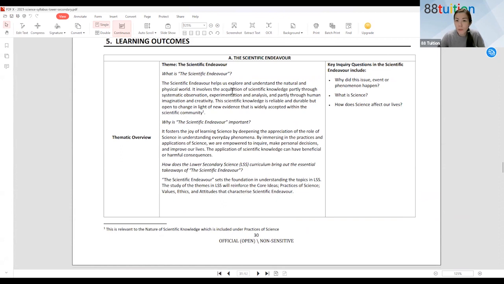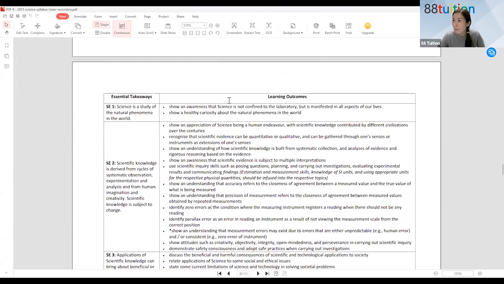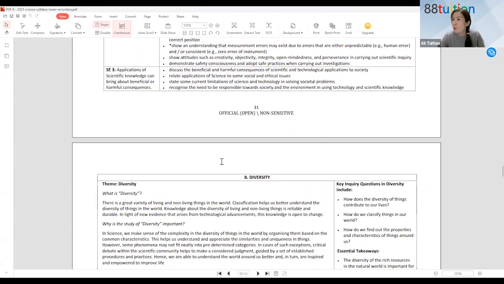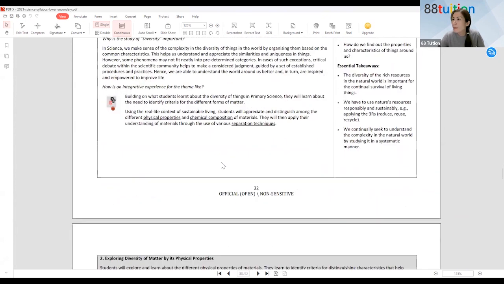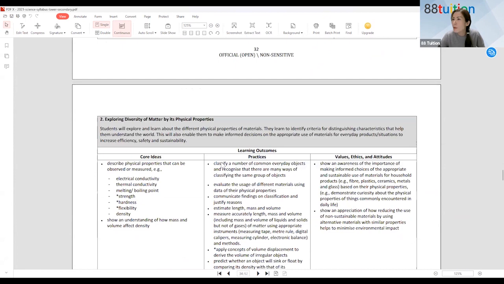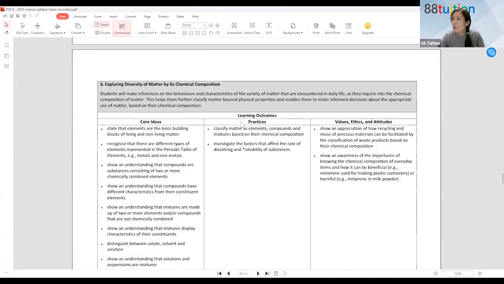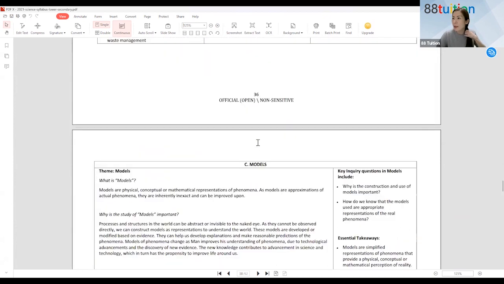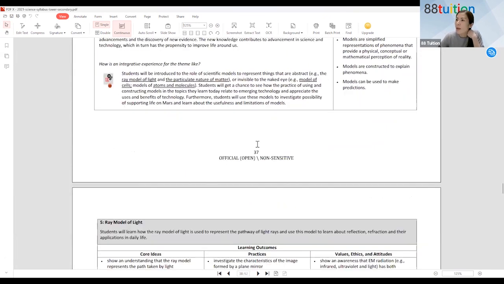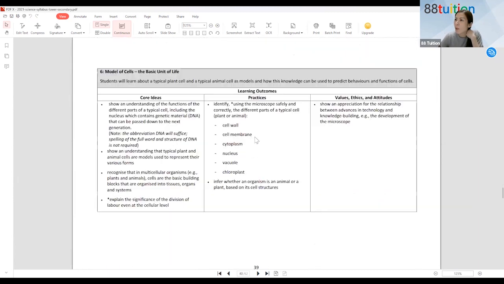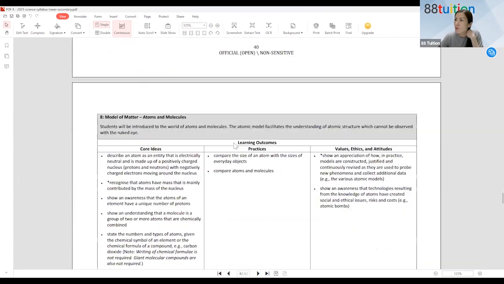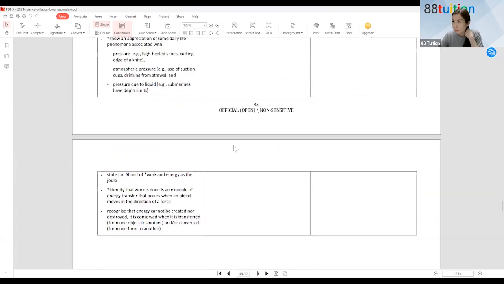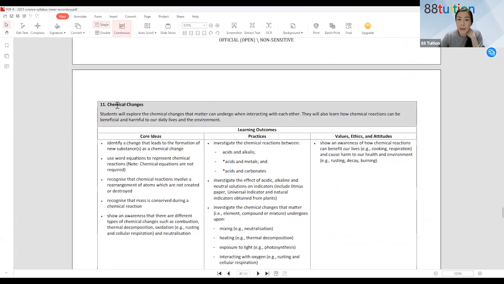These are the Sec 1 topics. All these things you must know. Chapter 3 here, chemical composition, and then chapter 4, the separation. Now, 5, 6, 7, 8, these are all Sec 1 topics. Then we come to what we are doing now. It's actually chemical changes, Chapter 11.